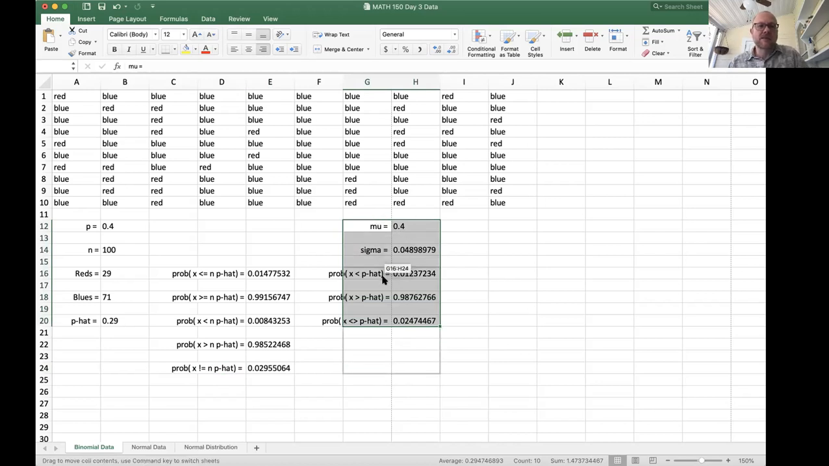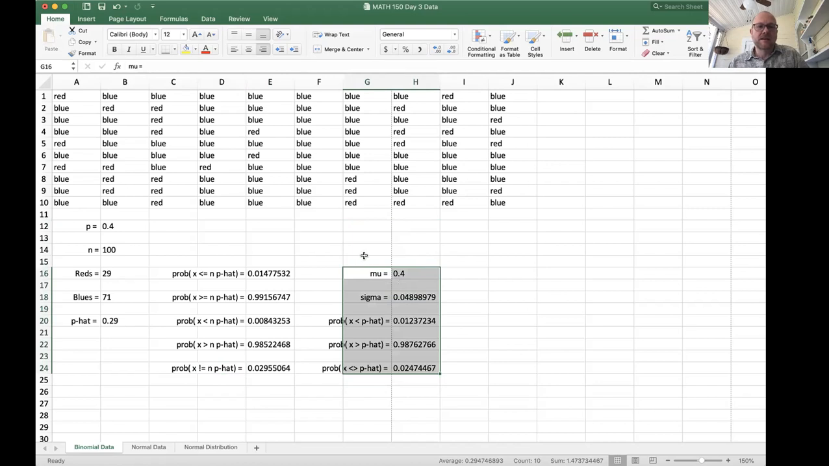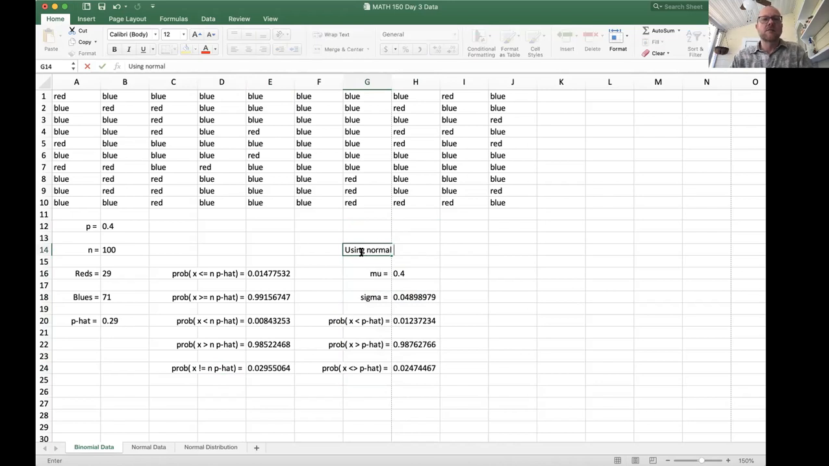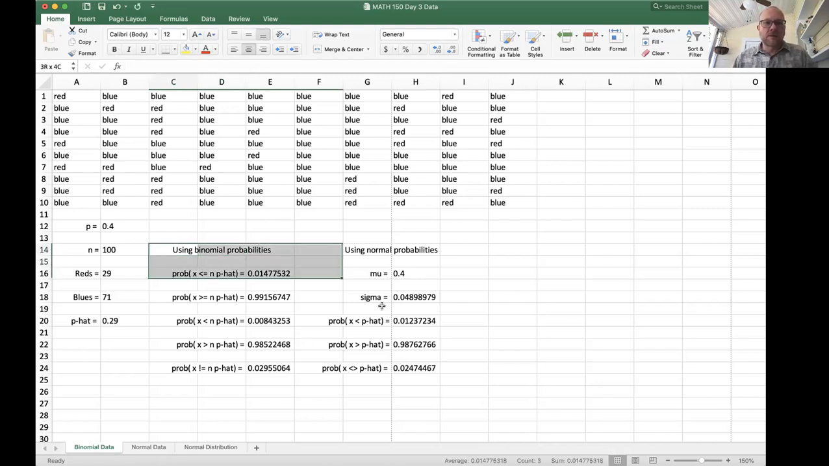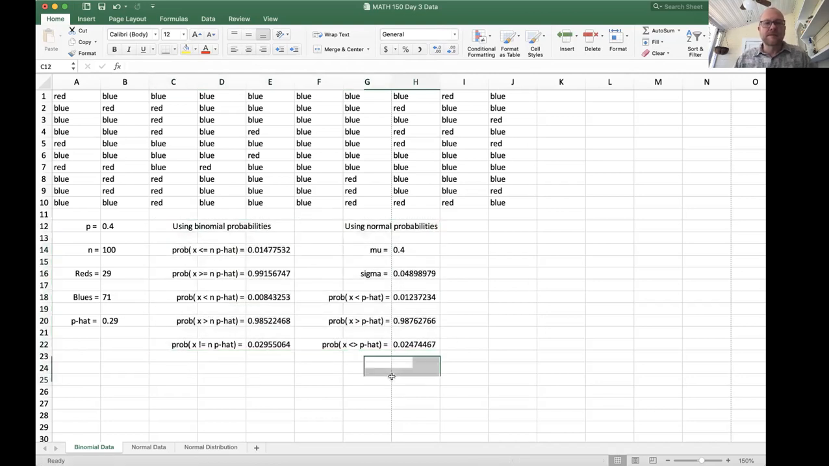I'm going to move this down a little bit. And yeah, make sure it didn't change anything. So I'm using normal probabilities. And then I'm going to over here label this one using binomial probability. And I think, yeah, I'm going to center that one there. And I'm going to then take these and move them up a little bit so they're a little easier to read. Okay.